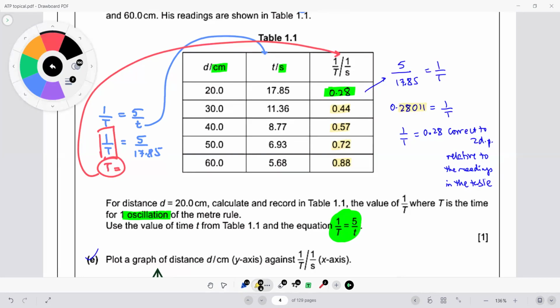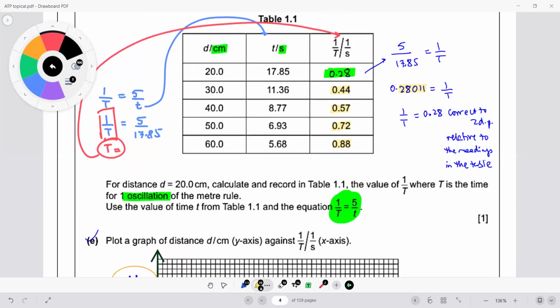And if they're already repeated, this means that all you have to do is to follow the rule. It's 2 decimal places, you put it to 2 decimal places. If it's 3 significant figures, you put it to 3 significant figures. Here I've made a comment. Your answer should be correct to 2 decimal places relative to the readings on the table. Please make sure of that.